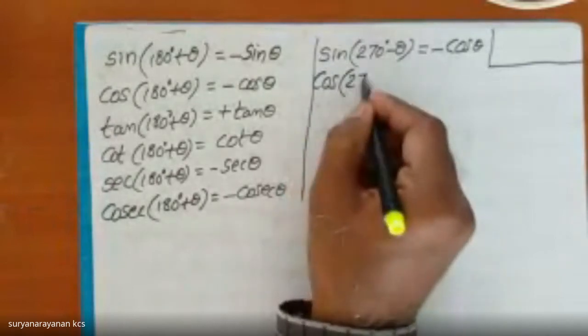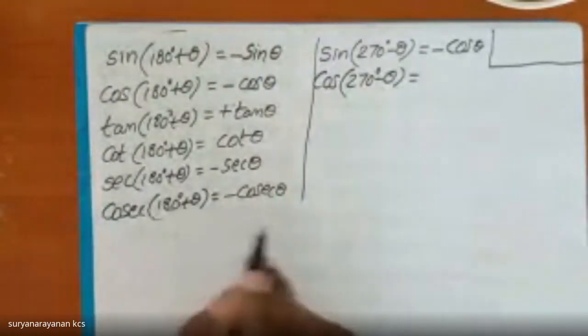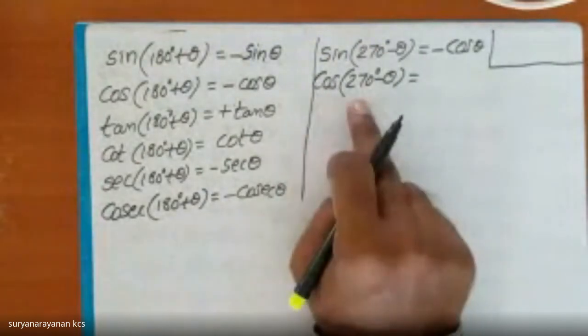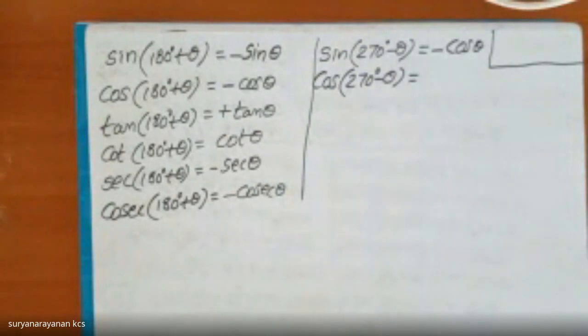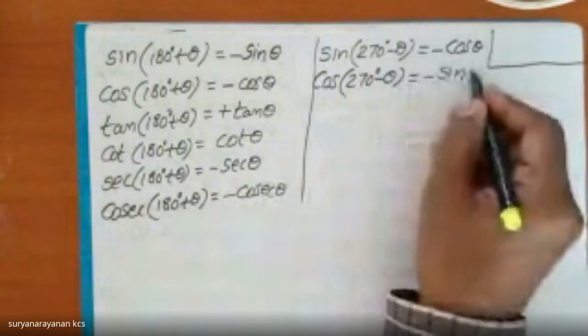Cos 270 degrees minus theta. Tell me, cos 270 degrees minus theta. Tell me the answer for this one. Yes, very good, Ria. Very good, Amma. Minus sine theta.